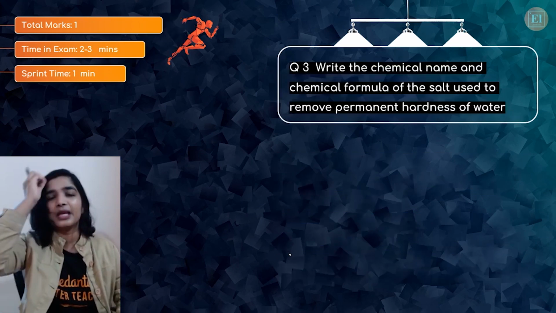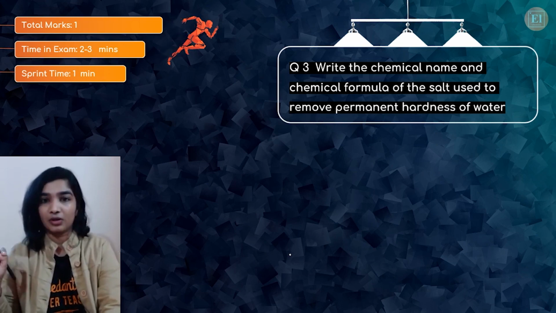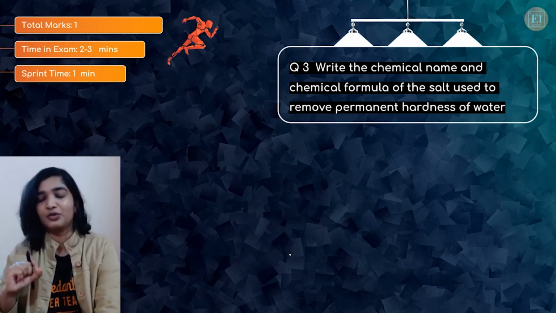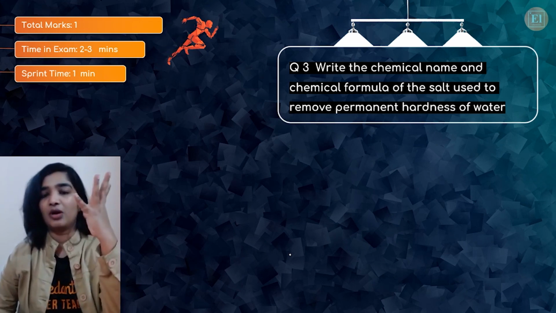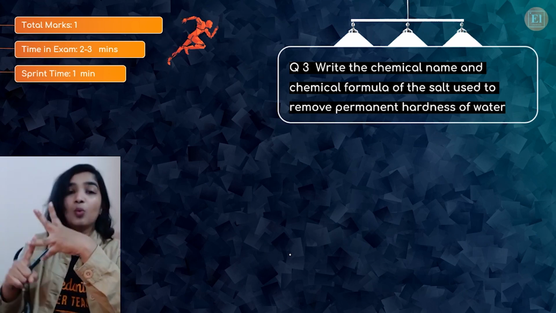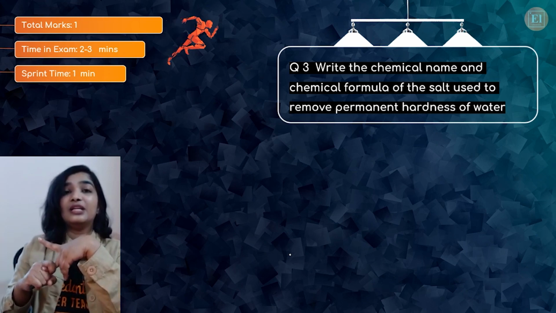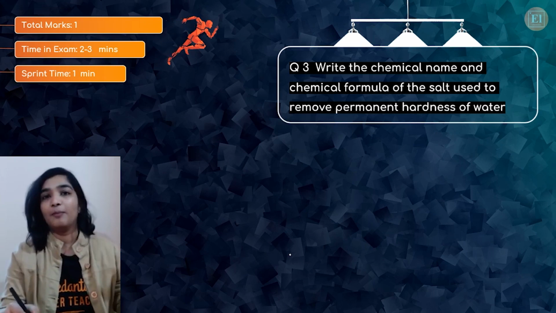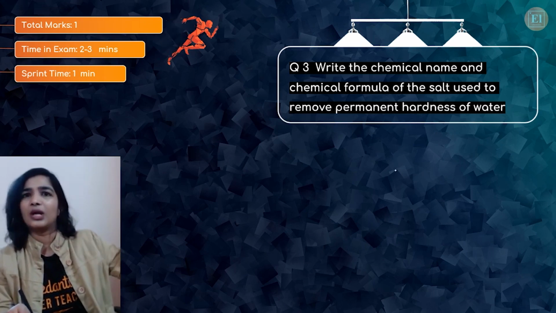Question number 3. Write the chemical name and chemical formula of the salt used to remove permanent hardness of water. So here you might get confused. Please do not get confused. When we talk about salts in this chapter, there are 4 important salts. Bleaching powder, CaOCl2. Washing soda, Na2CO3.10H2O. Baking soda, NaHCO3, and then baking powder. So here it is very important. Of course, NaOH that we will learn in the chloralkali process.